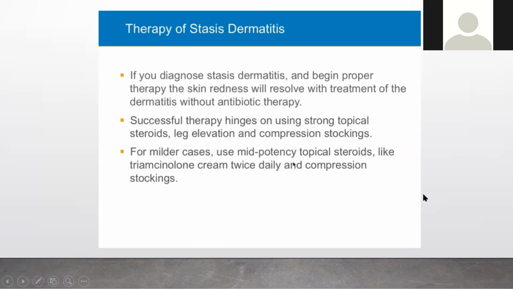So the therapy of stasis dermatitis. If you diagnose stasis dermatitis and begin proper therapy, the skin redness will resolve with treatment of the dermatitis without antibiotic therapy. The treatment is really using strong topical steroids, leg elevation, and compression stockings for milder or severe cases. And this will help a lot of the redness and the induration resolve. So there's no real role for antibiotics in these patients, but really identifying the disease and treating properly.